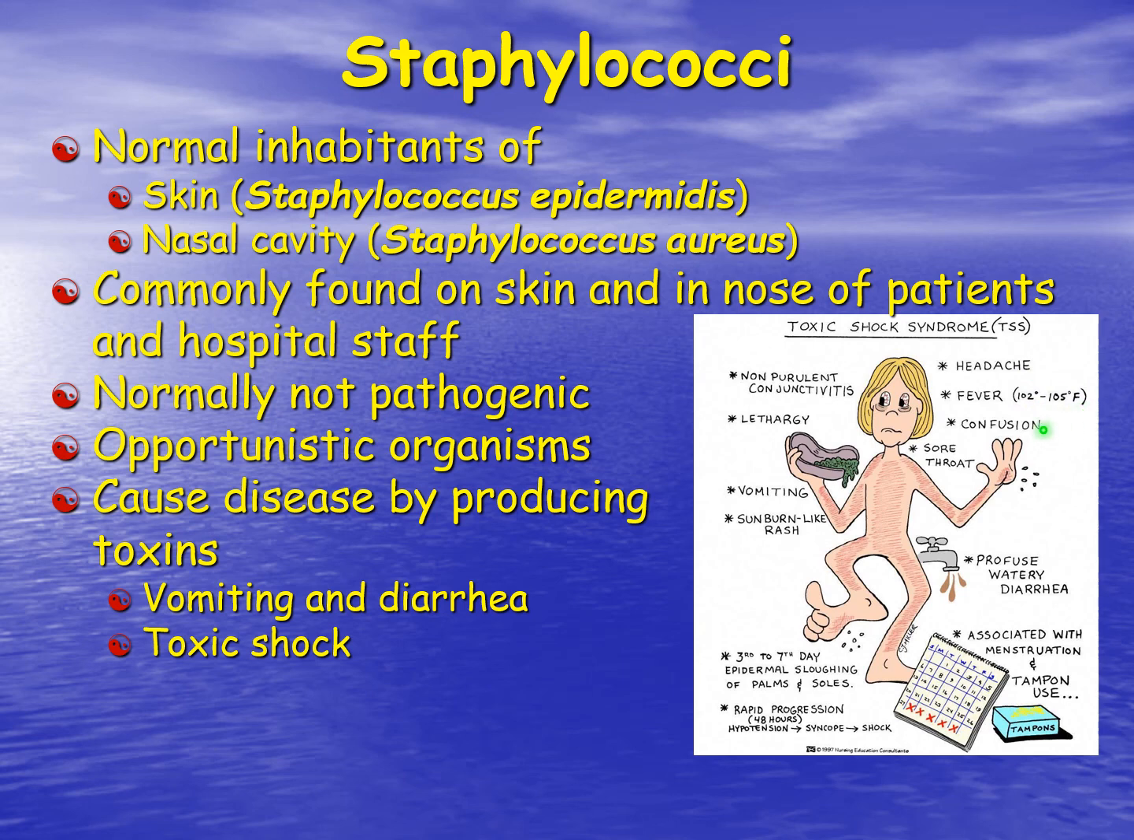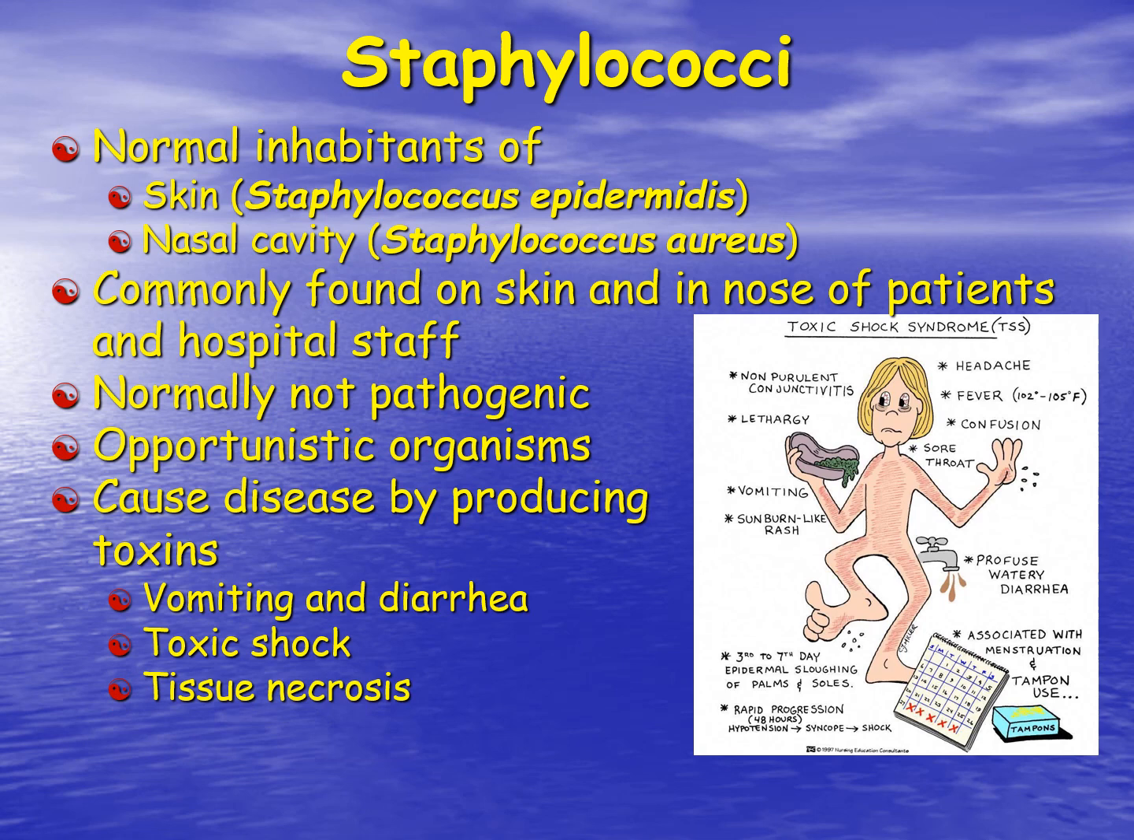So we see sometimes confusion, sore throat, a non-purulent conjunctivitis in the eyes, lethargy, vomiting, and interestingly enough, this can cause a sunburn-like rash, and what we'll actually see sometimes is sloughing of the skin, especially on the palms of the hands and the soles of the feet. This can actually come on very rapidly and have rapid progression, and in fact, we can actually see hypotension, syncope, and shock, and death occurring very quickly in toxic shock.